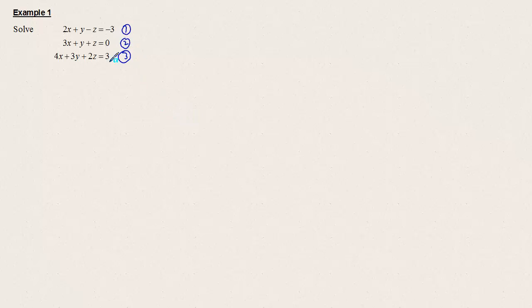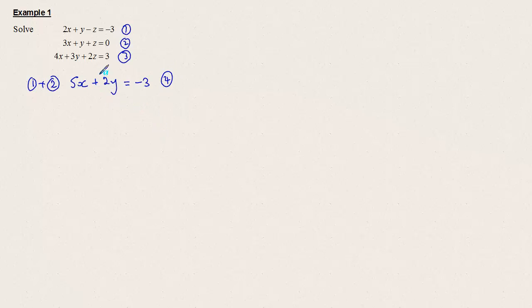Straight away I can see that I can eliminate z between 1 and 2 just by adding the equations. So if I do equation 1 add equation 2, that's 5x and 2y. The z's disappear, and if we add here we get negative 3. I'm going to call this equation 4.